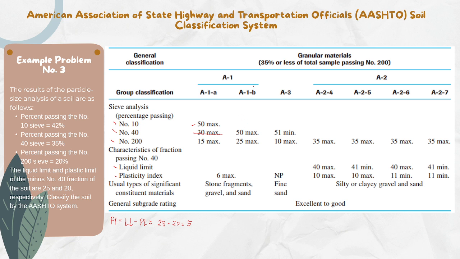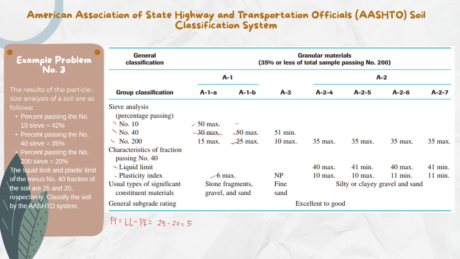So we'll move to the next column. There is no criteria for the number 10 sieve, so we are okay with this. And then 35% passing the number 40 sieve, so we are okay. 35 is less than the 50 maximum. And then for the number 200 sieve, the percent passing is 20. So again, this is okay. 25 maximum. And there is no requirement for the liquid limit. And plasticity index, 6 maximum, but our plasticity index is equal to 5. So again, we are okay with this.